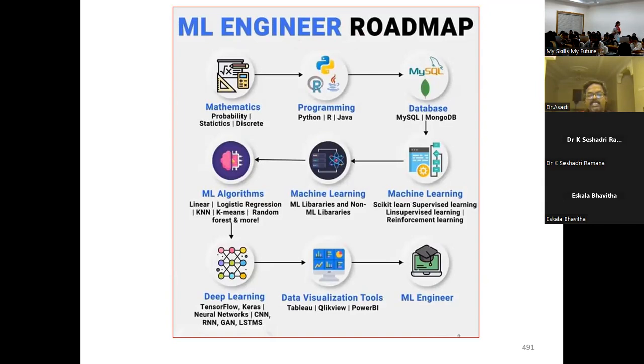Machine learning means ML libraries and non-machine learning libraries, and ML algorithms like linear, logistic, and non-linear regression. Then deep learning, we are using TensorFlow, Keras, neural networks, CNN, RNN, GAN, LSTM. Data visualization tools: Tableau, QlikView, Power BI.